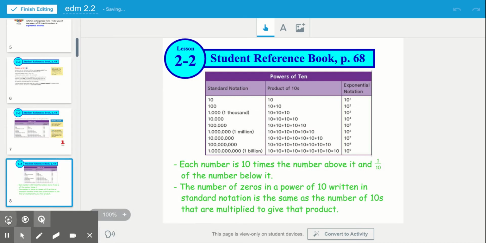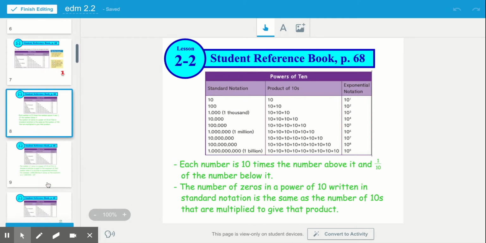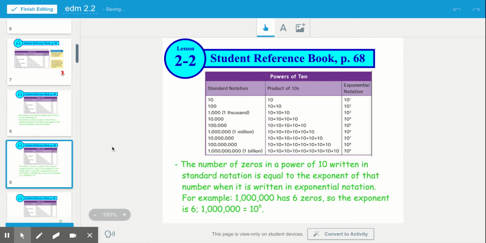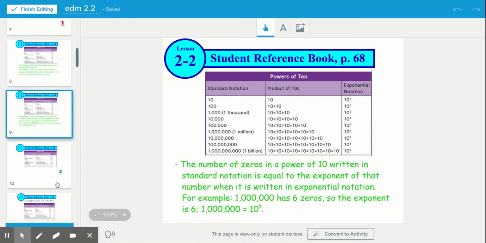So remember that each number is 10 times the number above it and 1/10 of the number below it. The number of zeros in a power of 10 written in standard notation is the same as the number of tens that are multiplied to give that product. The number of zeros in a power of 10 written in standard notation is equal to the exponent of that number when it is written in exponential notation. For example, 1 million has 6 zeros, so the exponent is 6. 1 million equals 10 to the 6th power.